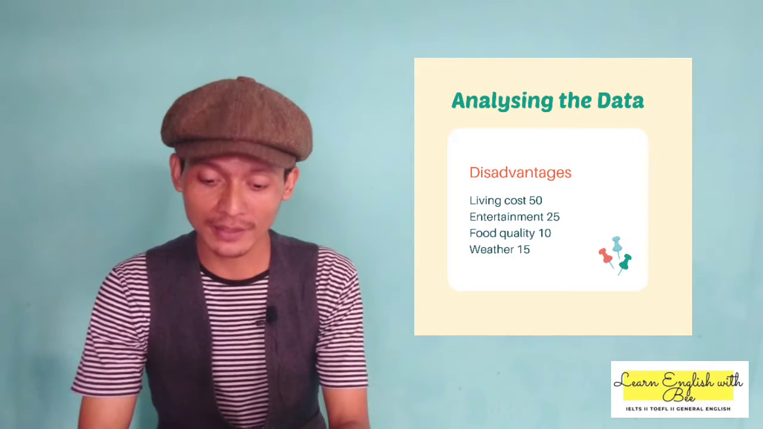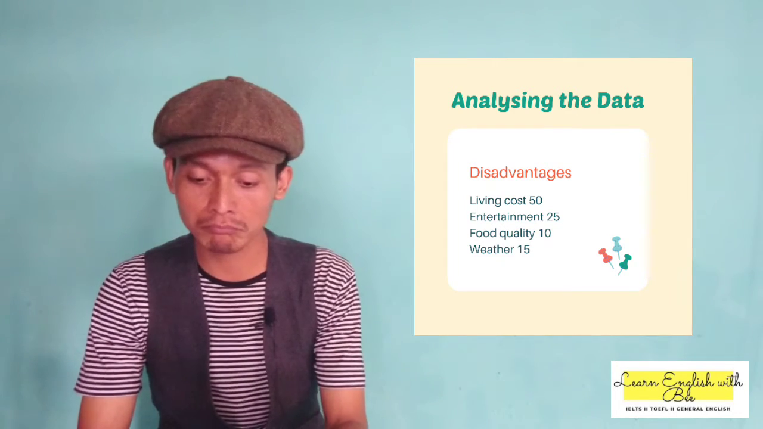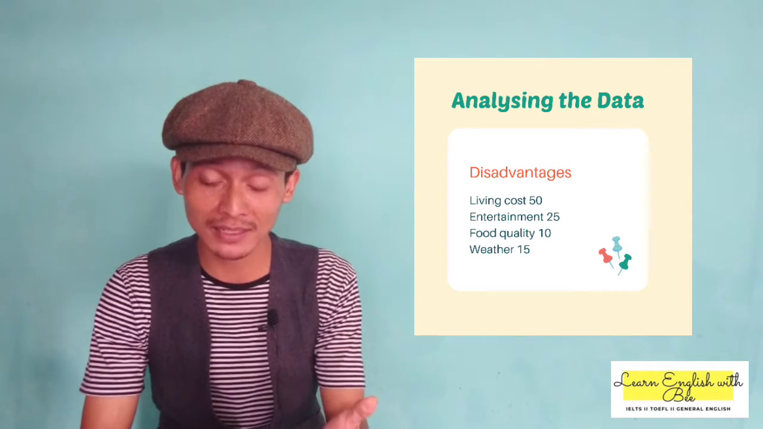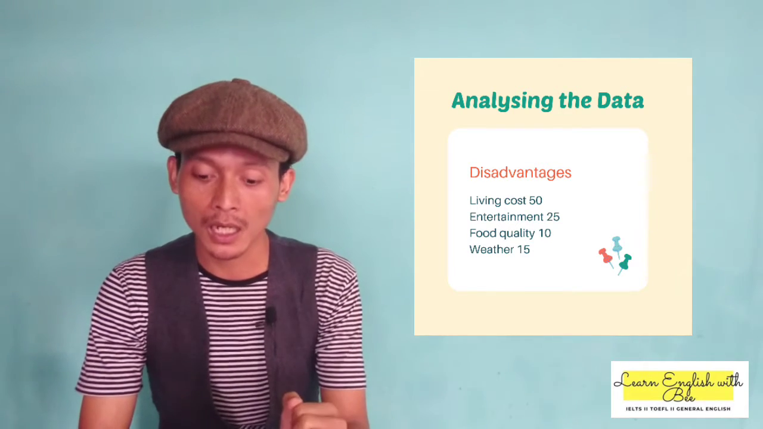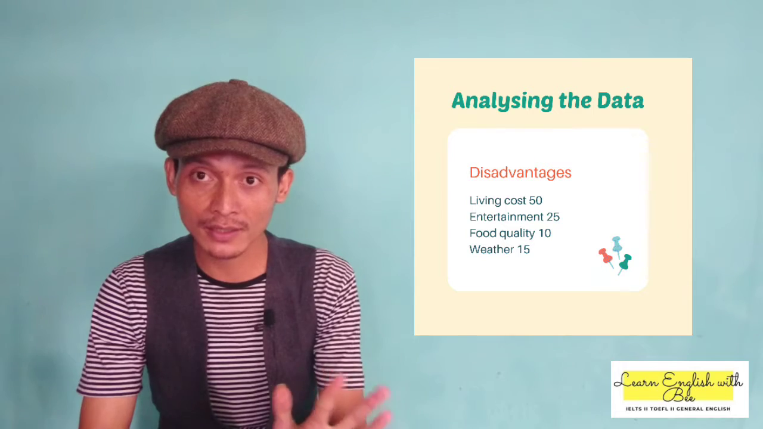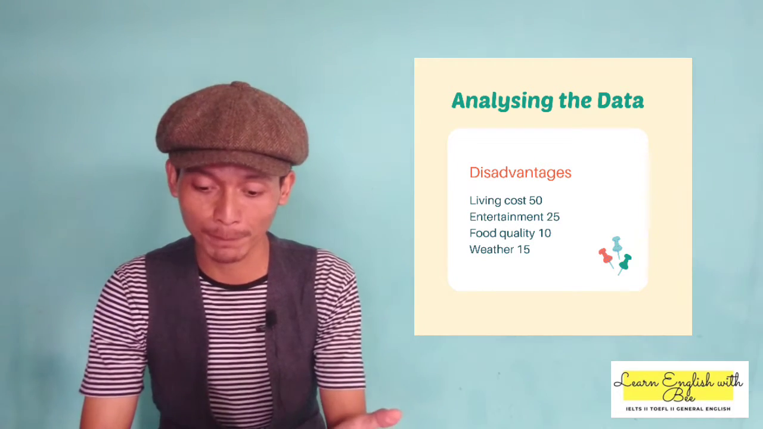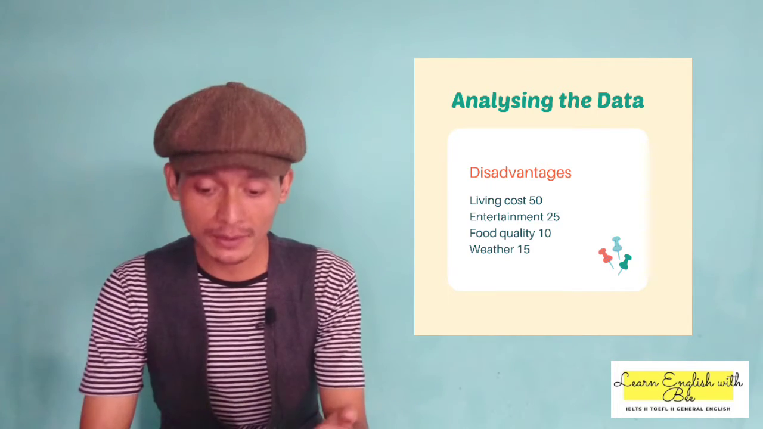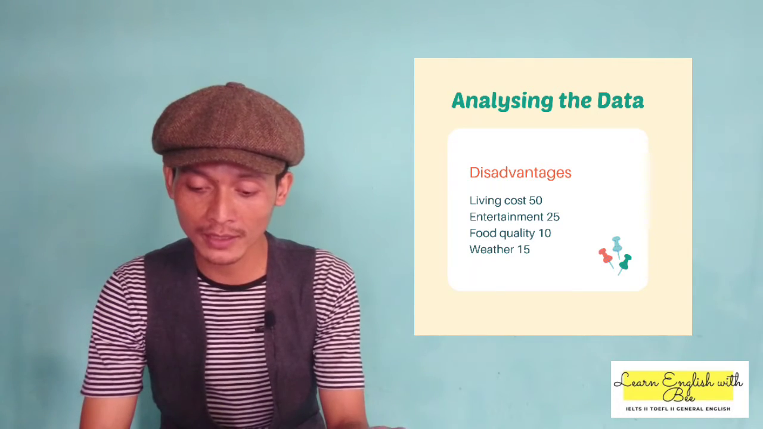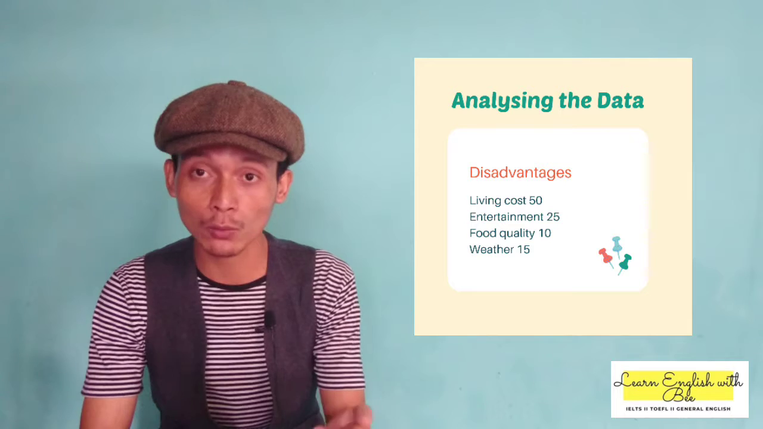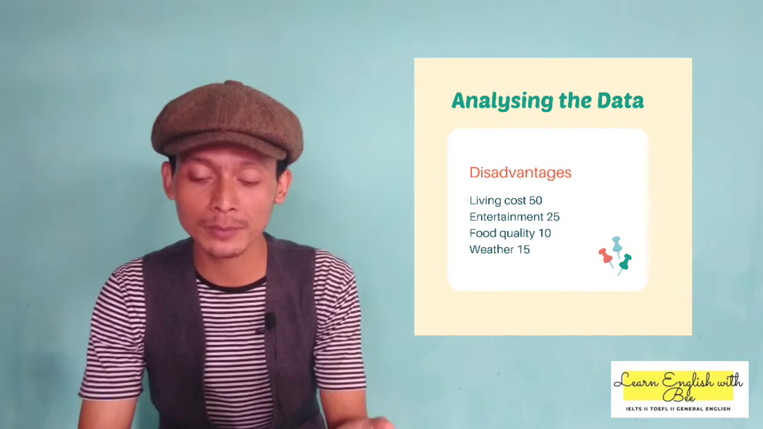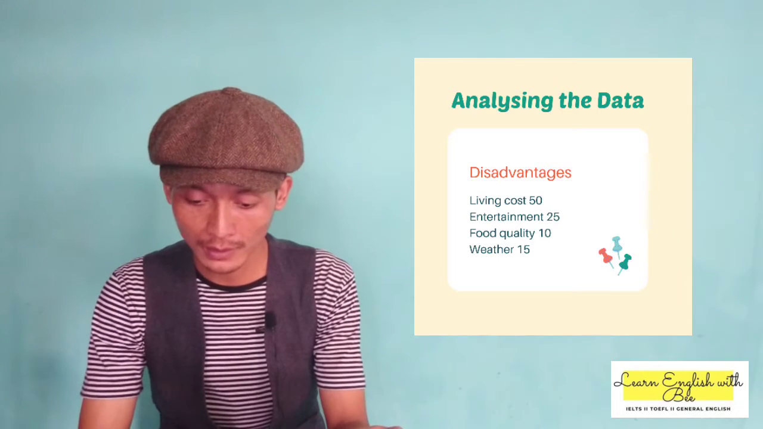Okay, as you can see there, the data consists of the disadvantages and advantages. I've listed the data. Living cost with 50%, entertainment with 25%, followed by food quality and weather with 10% and 15% respectively.